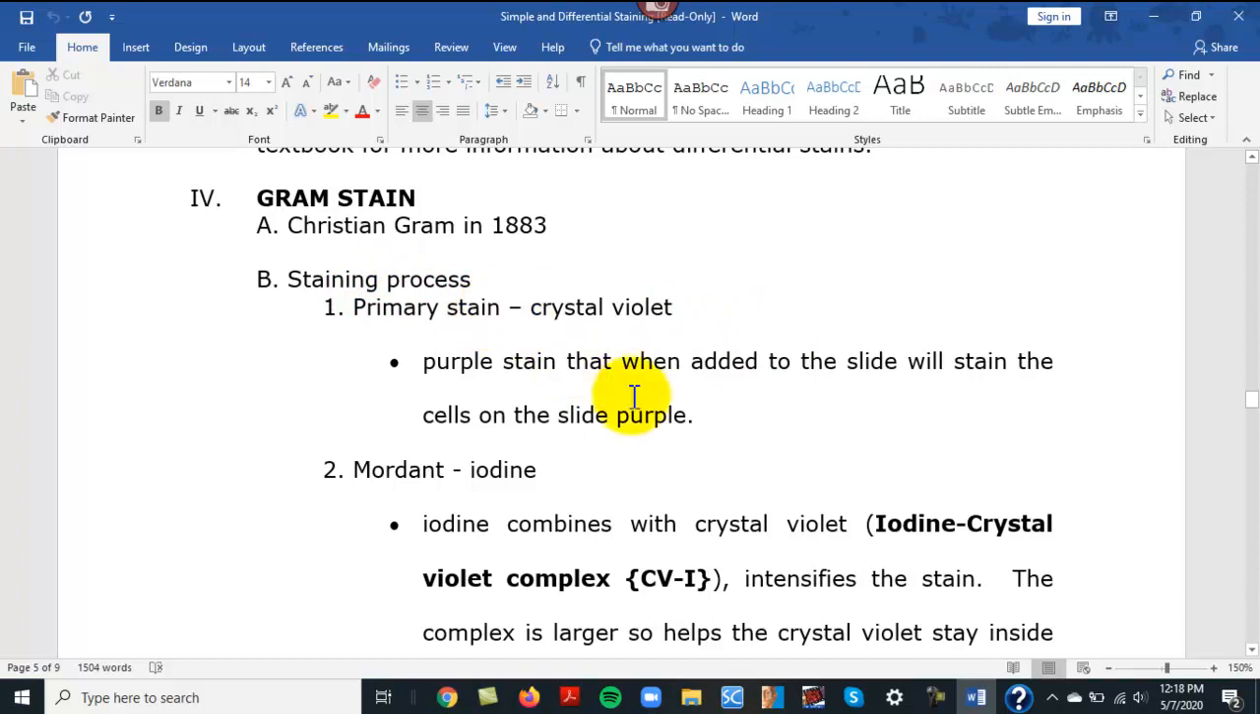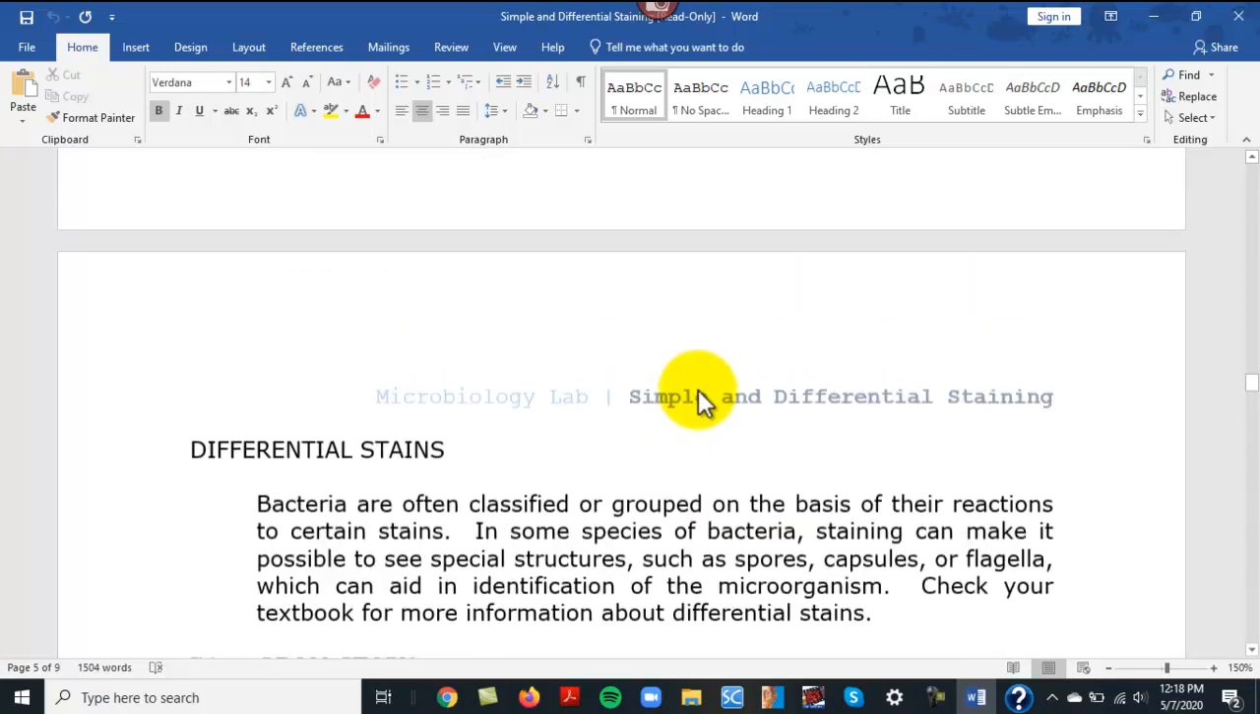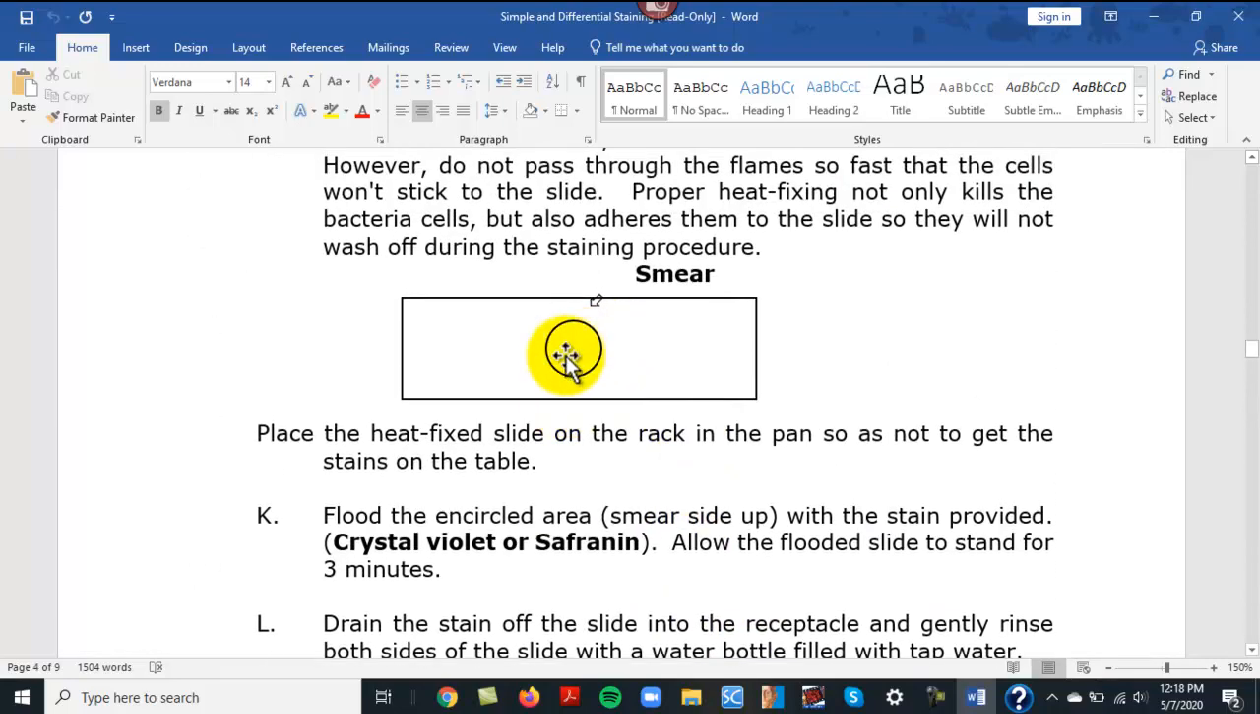And the process is this. Now, it's a 4-step process, and you have to do it. You would prep the slide just like that. You would get a blank slide, you draw a circle, you would put a drop of water there. You would then take some culture, some microbes, and smear it in the drop of water.